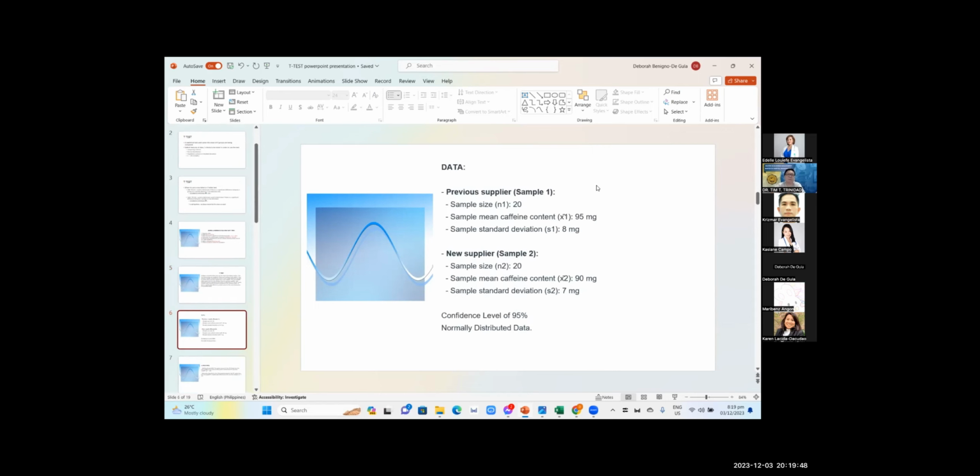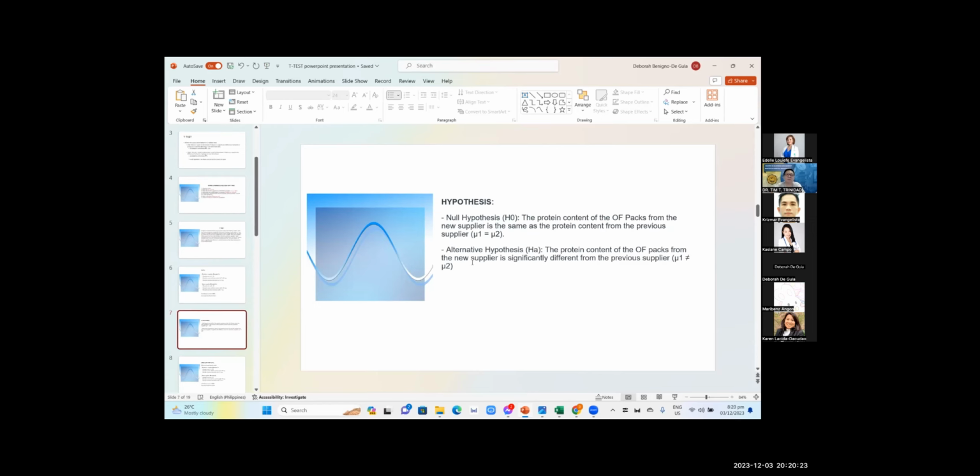premise. So for the data, from the previous supplier, which is sample 1, the sample size for both is actually 20. So there's a difference between sample 1 and sample 2 in the mean caffeine content, which is 95 for group 1 and 90 for group 2. And the standard deviations between the two groups are 8 milligrams and 7 milligrams respectively for group 1 and 2. The given confidence level for this is 95%, and it is normally distributed data.